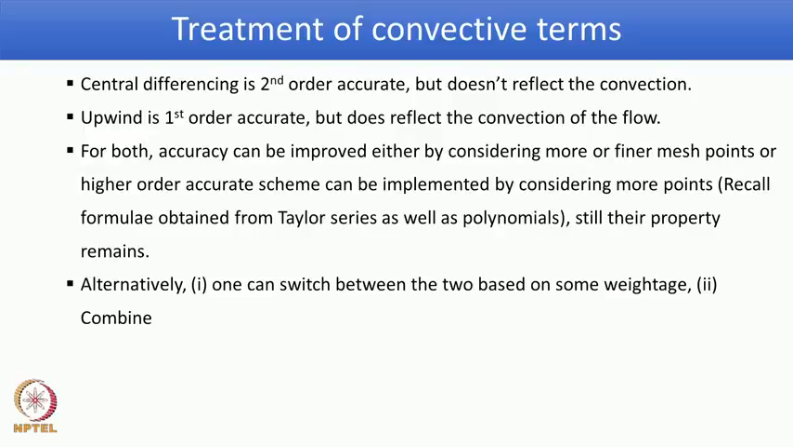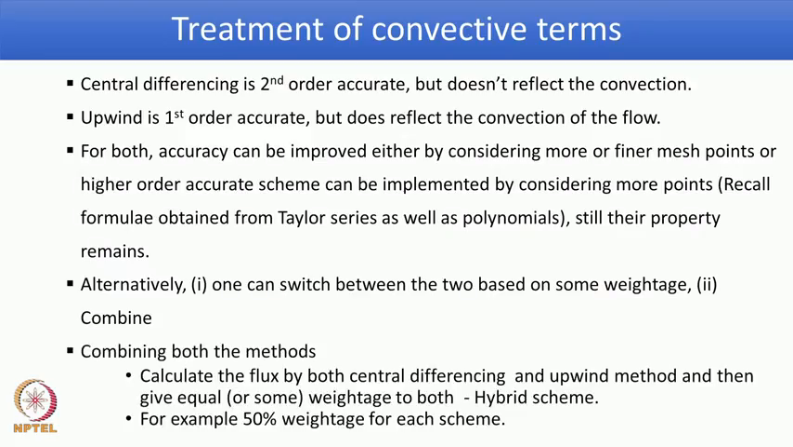Alternatively, one can switch between two schemes, that is central or pure upwinding, based on some weightage. So, you decide if the flow is less, then you can switch, or if the flow is normal, then you can go to the central difference scheme. Or you can calculate first by the central difference scheme, second by pure upwinding, consider equal weightage to both and then combine them. So, this is what is known as a hybrid scheme.